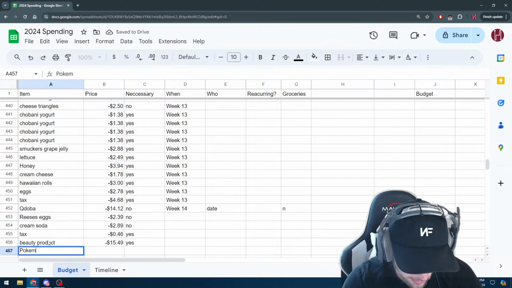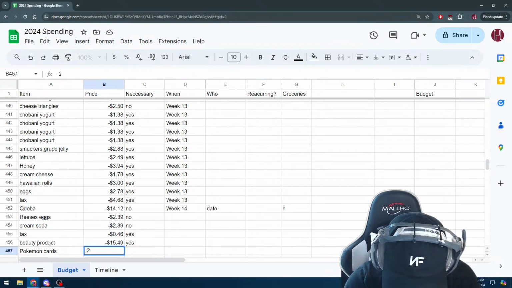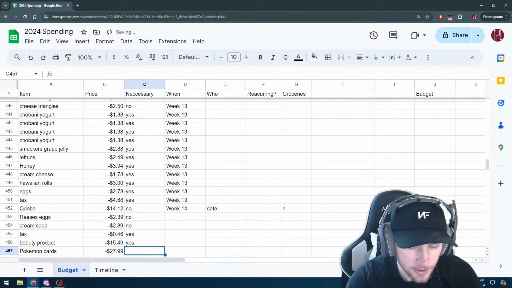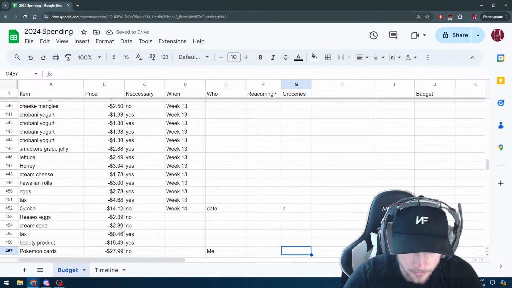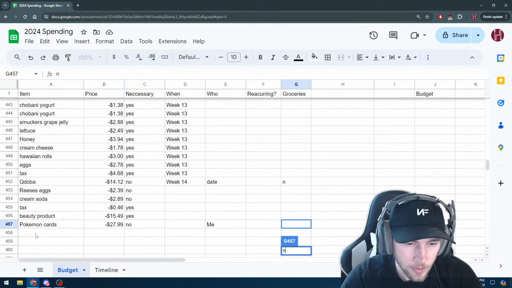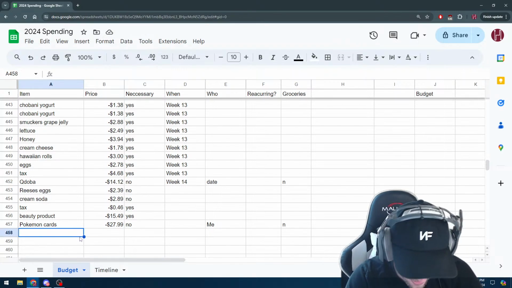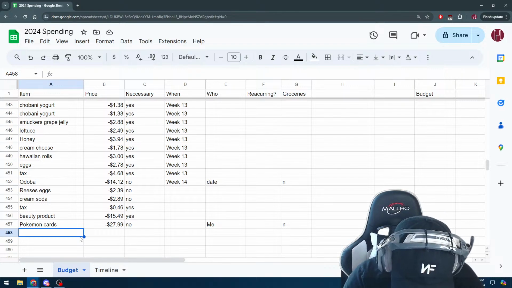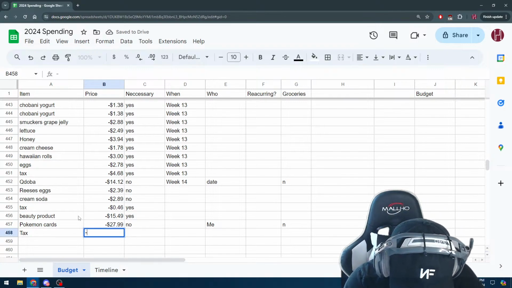And then Pokemon cards for myself because I occasionally like to buy them. Just kind of fun, reminiscing my childhood a bit. Not necessary. It came out of my budget, not grocery. Hers we put down as grocery because beauty products, hygiene, things like that, we count as grocery. Oh, and then Dex. Minus 375.